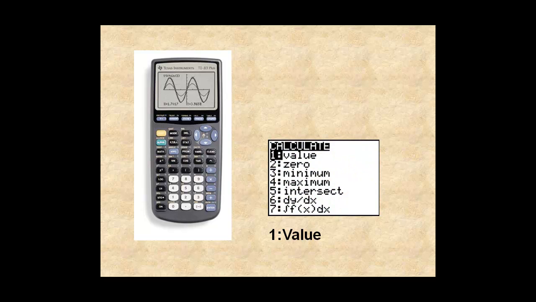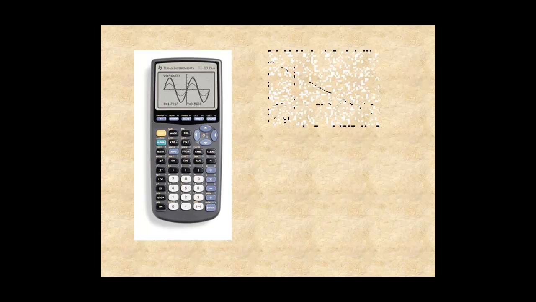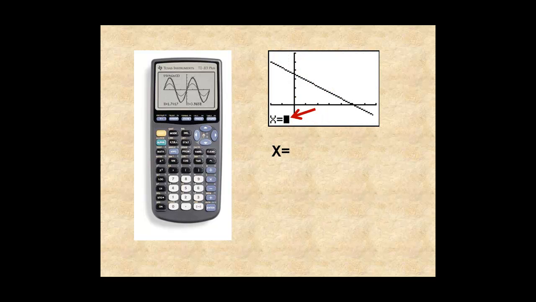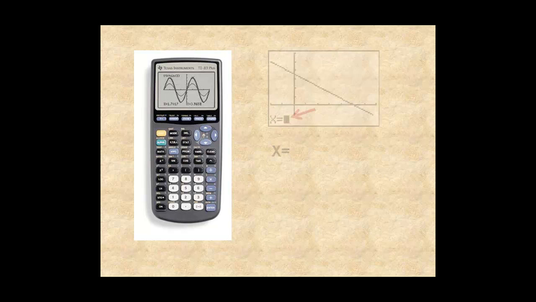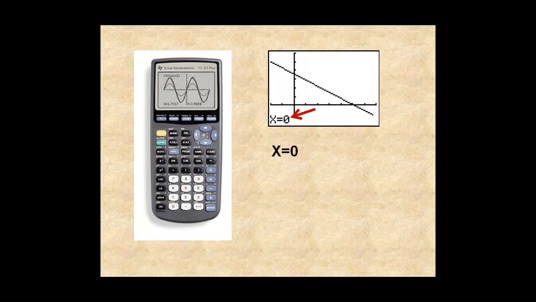The graph is displayed again with the x equals prompt at the bottom left of the screen. Enter x equals 0 for the y-intercept and press Enter. The graph is displayed again. The cursor is placed on the y-intercept, and the coordinates of the y-intercept are shown at the bottom of the screen. Add the coordinates of the y-intercept to your sketch.